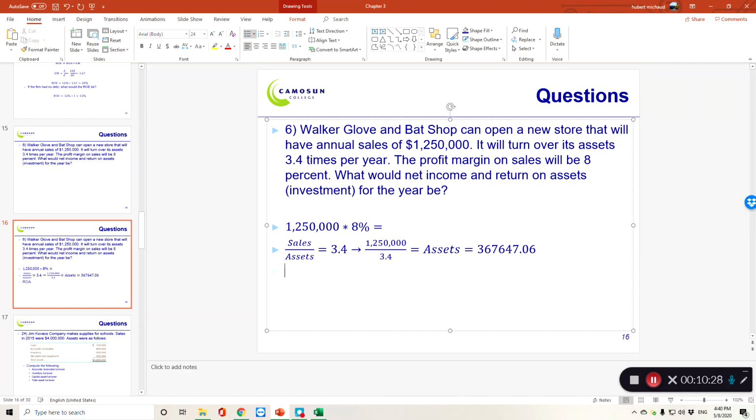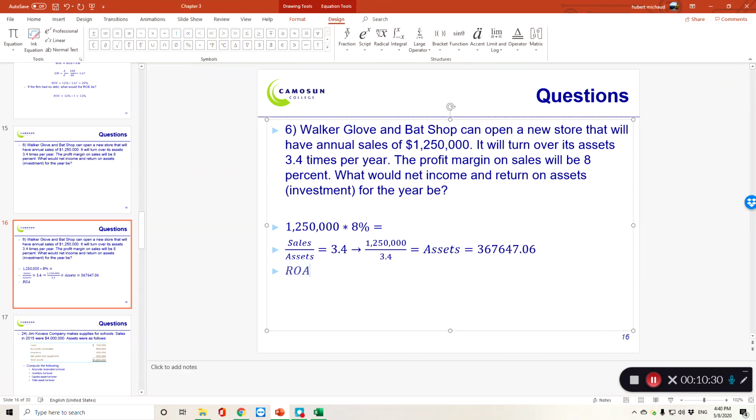Return on asset is equal to my net income, which is this number here, that I divide by my assets, which is this number here. Okay. Again, I keep doing the same mistake.